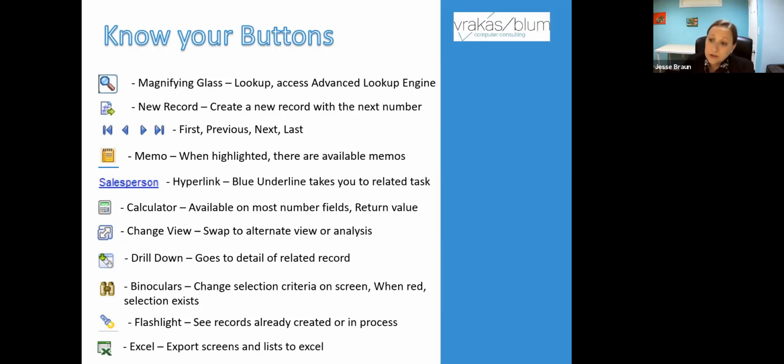So let's say you're in cash receipts. You've got your magnifying glass that allows you to select your customer. And next to that magnifying glass is the flashlight. If we select the flashlight, it will show you all of the cash receipts that you have already done in this run of cash receipts, all of the things that are currently in progress for your cash receipts. So look out for that flashlight. And then this one, again, pretty self-explanatory. That's the Excel button. I think everybody recognizes that. And it allows you to export screens and lists over to Excel.